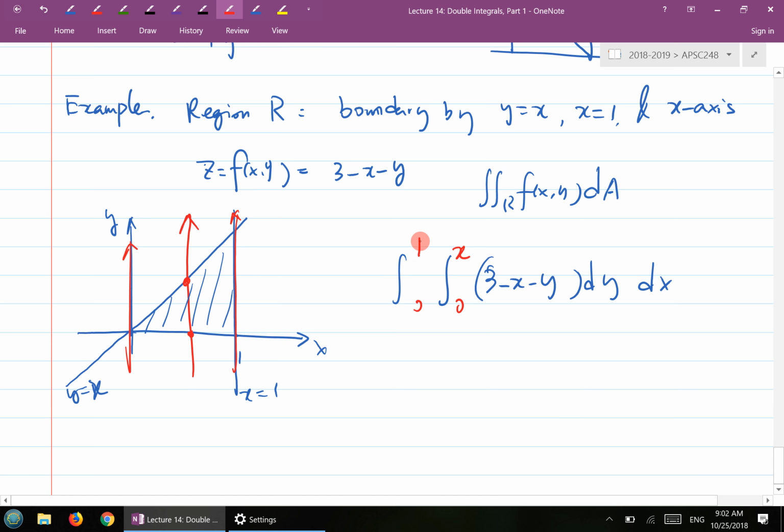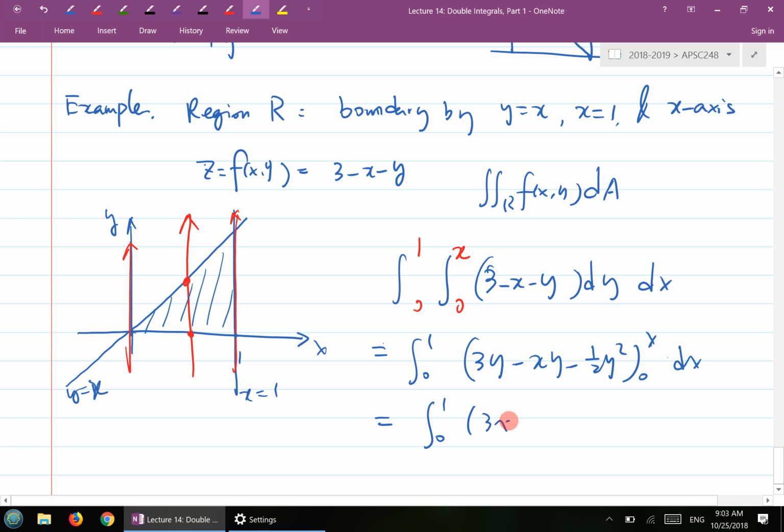The rest of the work in this case is very straightforward, because there's no trick at all in this integral. So 3y minus xy minus 1/2 y squared, from 0 to x. Overall, I'm going to get a 1.